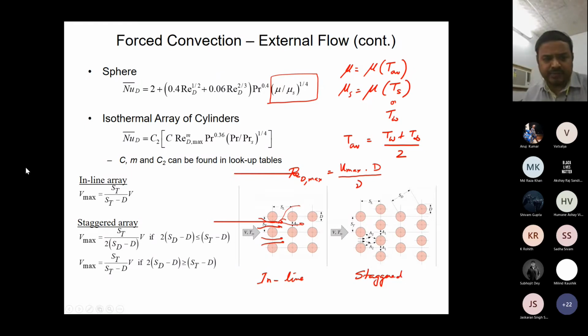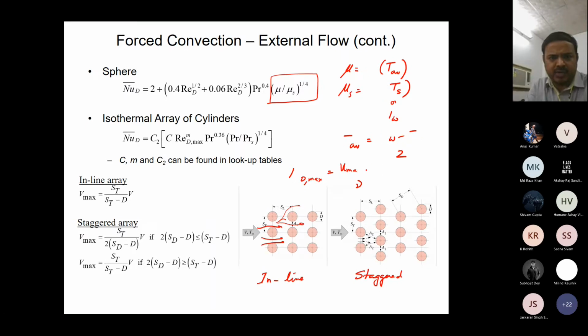Let me clean up the slide. Use the eraser. Yeah. I don't know why these lines come through. I hope you have written down all these.